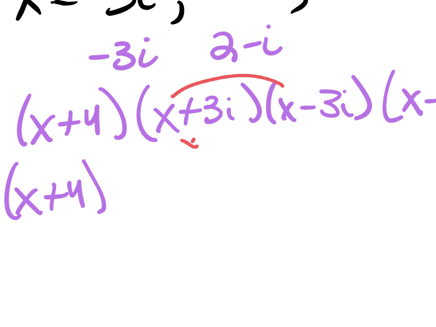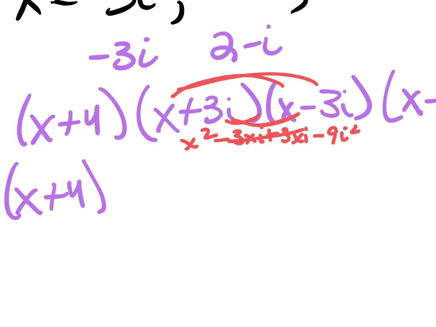X times x is x squared. X times negative 3i is negative 3xi. 3i and x is plus 3xi. And negative 3i, positive 3i is going to give me minus 9i squared. These cancel out in the middle. Your i squared is going to cross off. This becomes a plus. So here you have x squared plus 9. Exactly what we wanted to happen because we don't want any i's in our polynomial.